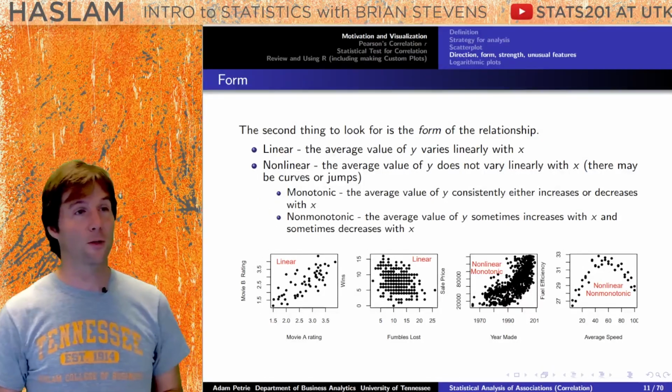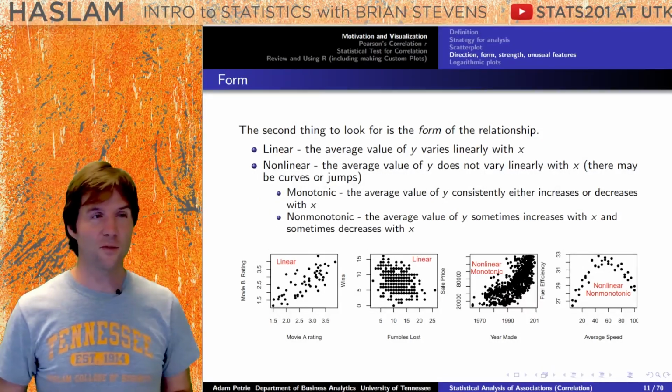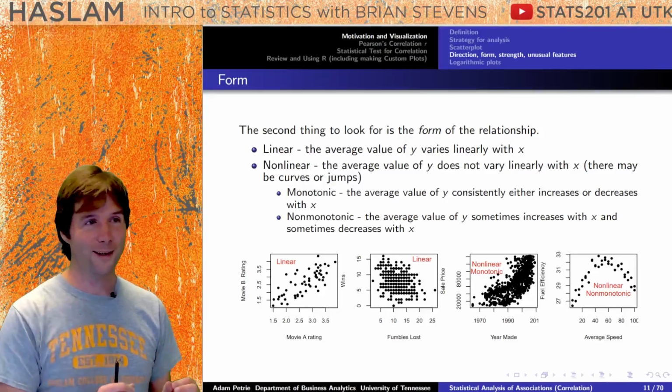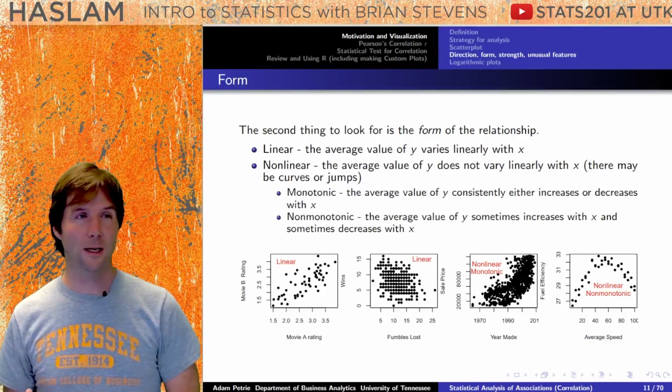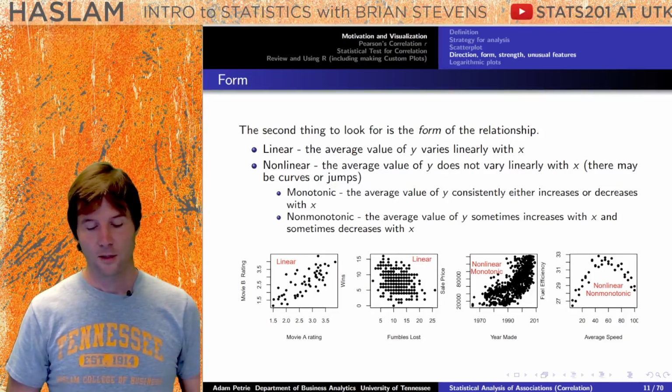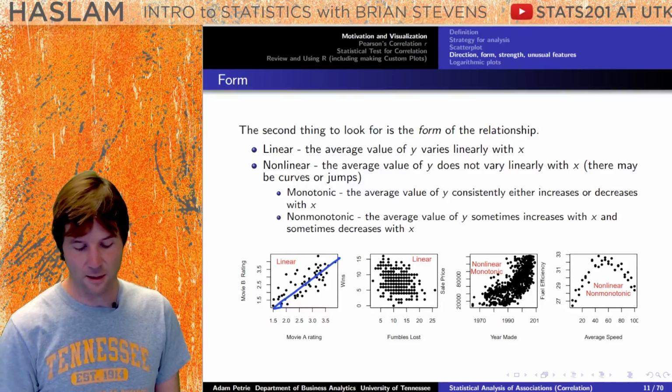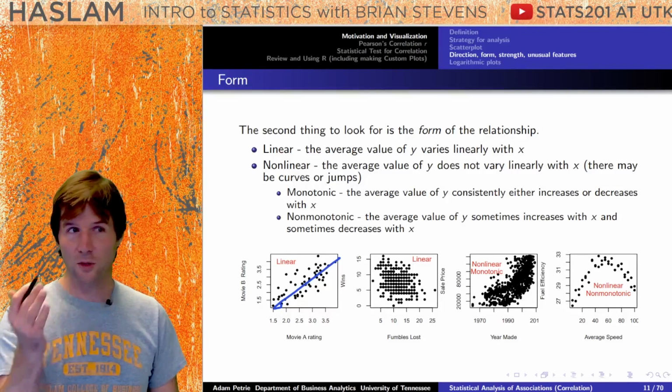The next thing we have right here is the form. And there's going to be two types of form in this class. We have something that is a line or not a line. And we have things that are monotonic or not monotonic. So line's the easy one. Does it follow a line? Yeah, that follows a line. A line mostly goes through the data, and the data mostly goes around the line.